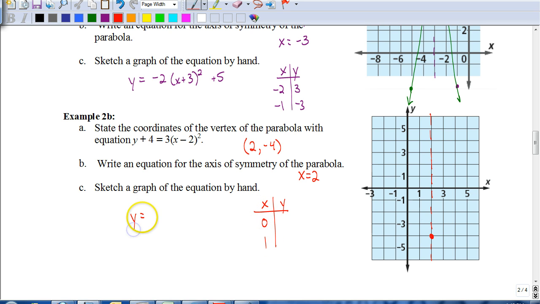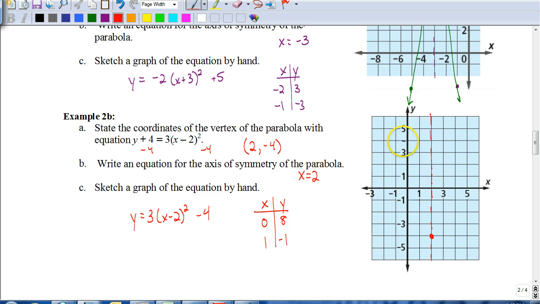And I'll write this as y equals 3 times (x minus 2) squared. I'm going to subtract 4 from both sides, so it's going to be -4. So now when I put 0 in here, 0 minus 2 is -2, squared is 4, times 3 is 12, minus 4 is 8. Put 1 in there. 1 minus 2 is -1. Square that, you get a +1. Times 3 is 3, and 3 minus 4 is -1.